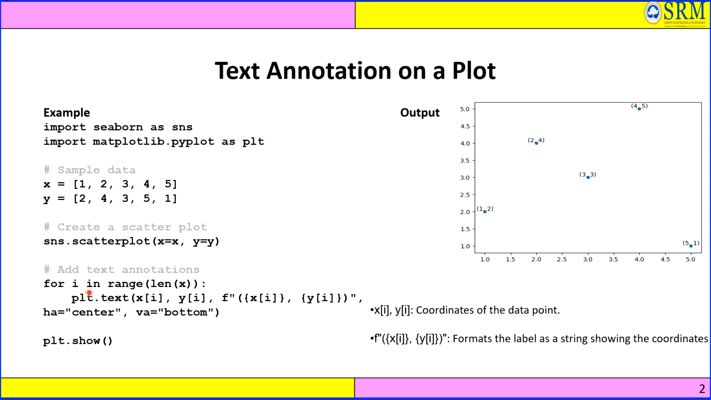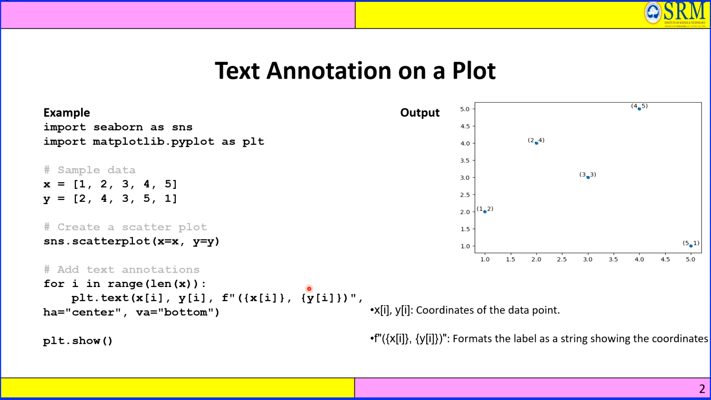For i in range length. So what is the x length? 1 2 3 4 5. 5 is the range, so i will continue from 1 to 5. For suppose i is 1, the first coordinate will come, right? So plt.text. If I want to insert some text in the figure, I have to write plt.text. Which text? This is the source, x[i] and y[i]. That means x of i is 1, y of i is 2.